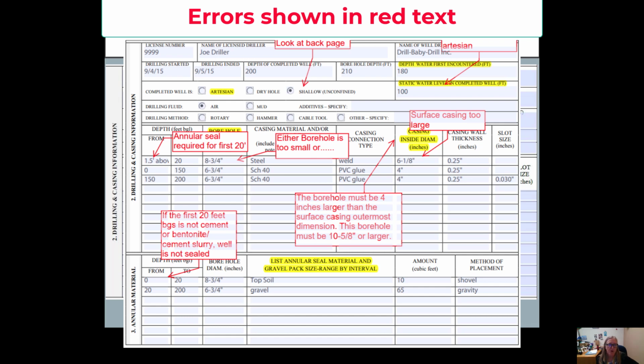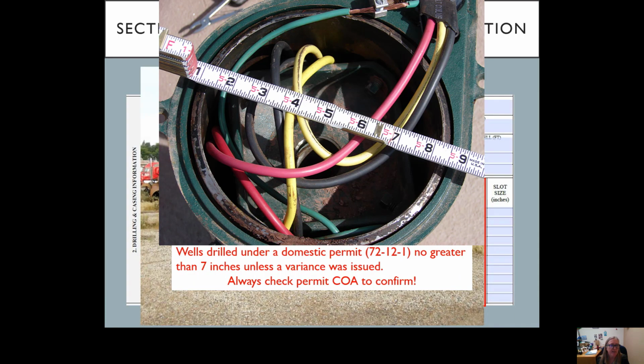Below 20 feet for a non-artesian, we do not dictate how large that borehole must be. But again, the driller must meet industry standards in order to get the gravel packed down the hole and have it not bridge. So again, we are looking for the diameter of the casing, and most wells that are drilled under the domestic permit must be no greater than 7 inches unless a variance has been issued. So always check your permit conditions to make sure if your driller has installed a casing larger than 7 inches, that must have been done under a variance. So be sure and check the conditions of the permit to confirm.